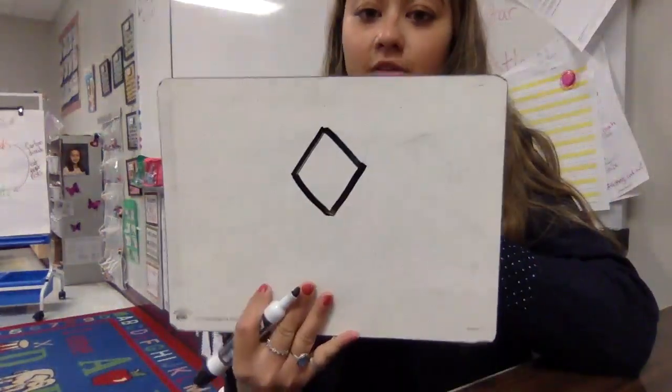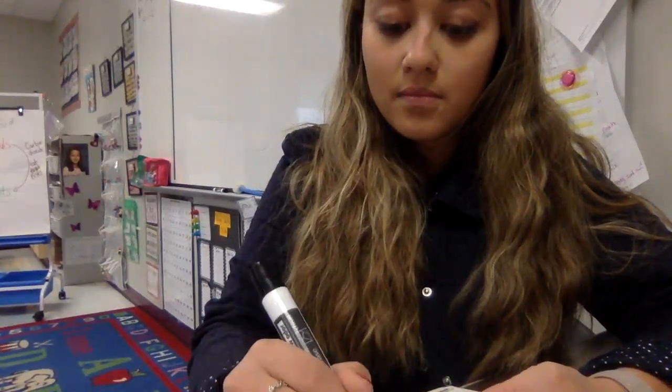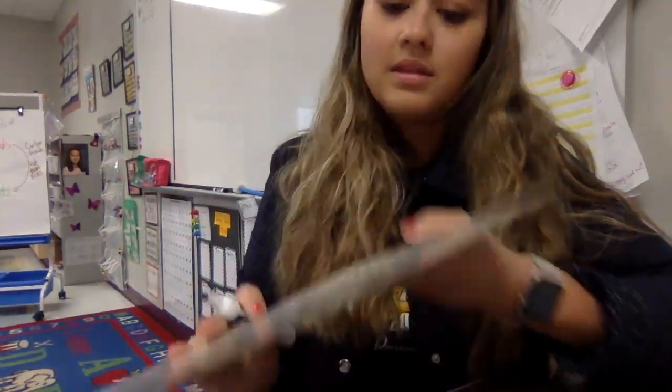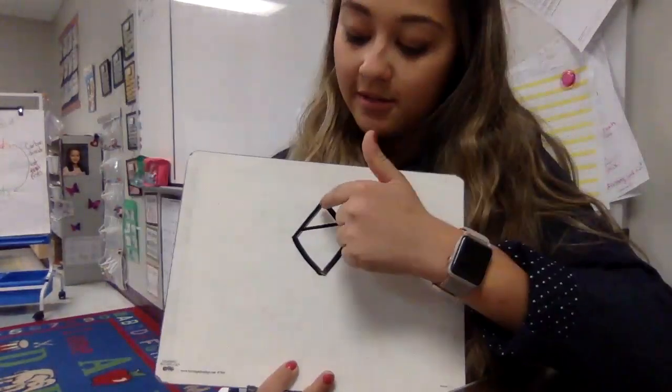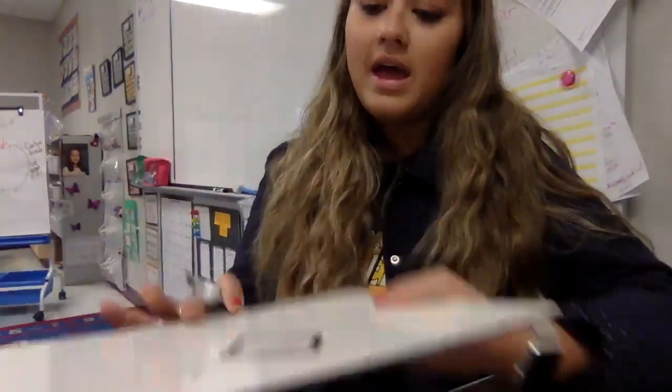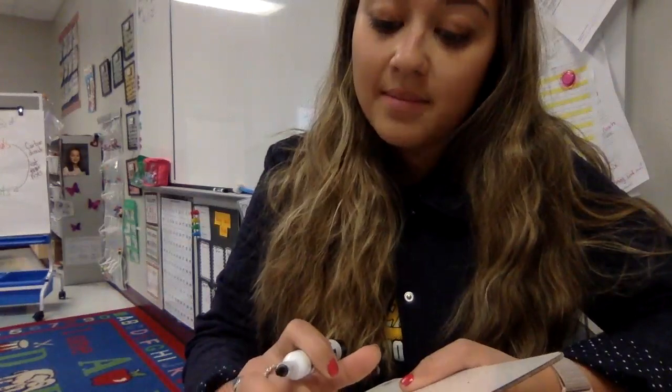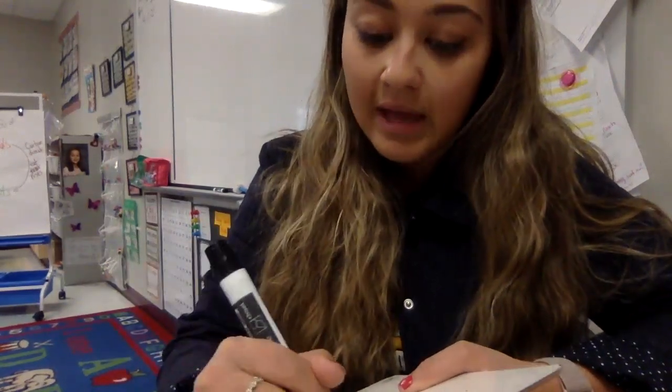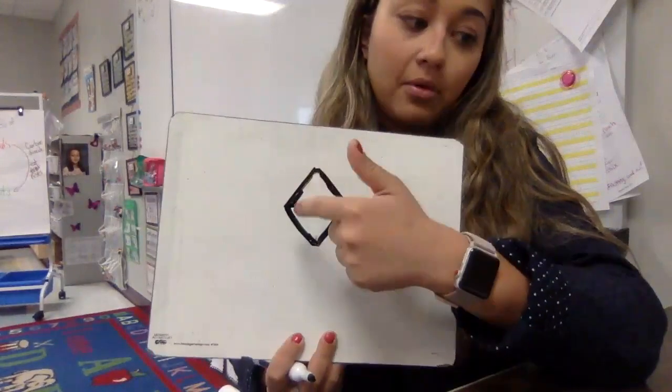Here I have a rhombus, a whole rhombus. This is not halves because this part does not equal this. If I wanted to see this shape in halves, it could look like this, where it's divided down the middle, or it could look like this. We're looking for 2 equal parts when it says halves.